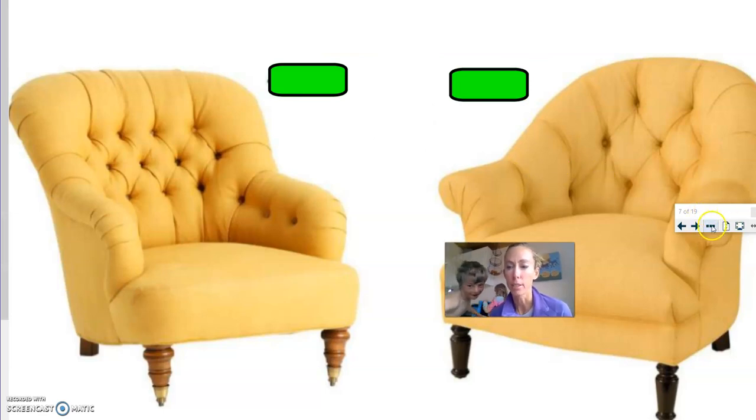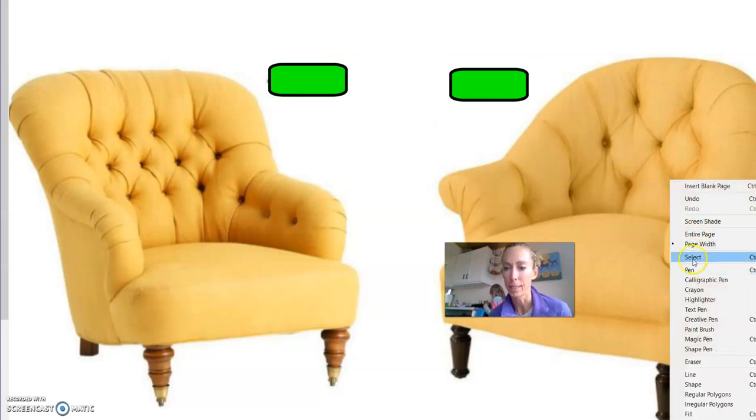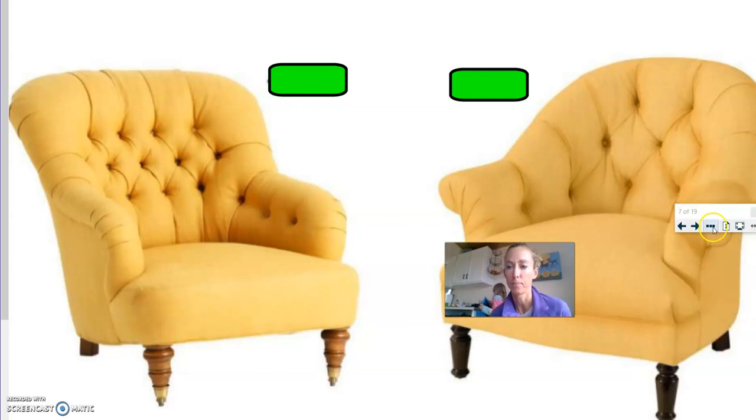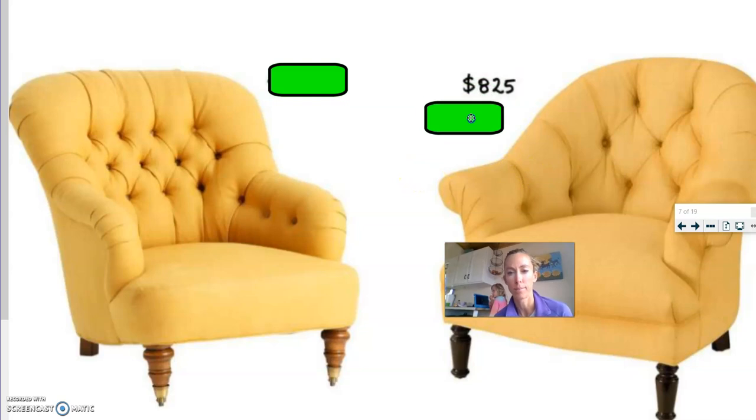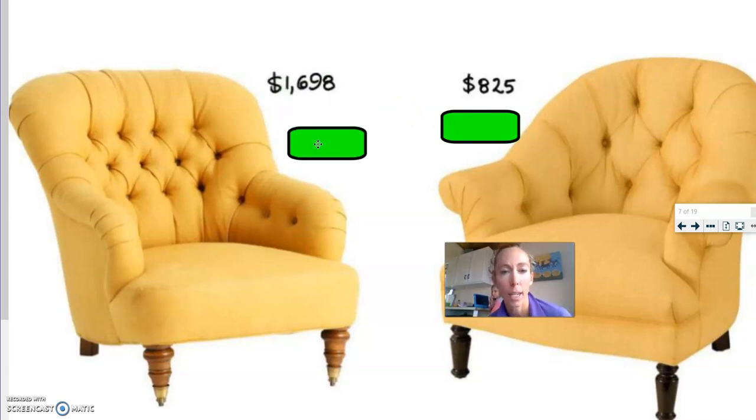Then the other things I put on here. These are the price differences. So I'm going to go back to select. So I'm not using the pen. So there's this chair or there's this chair. One of them's more expensive than the other. Which one do you guys think is the more expensive one? Okay, they think it's this one. Okay, that one's $825 for that chair. Let's see, this one? Holy moly, almost $1,700 for that chair. What is the difference in price here? And which one would you get?